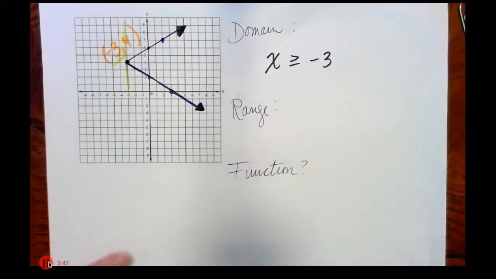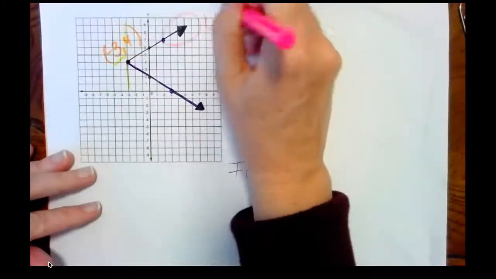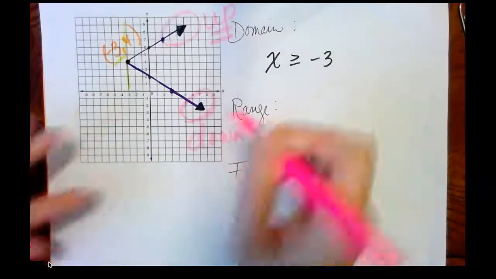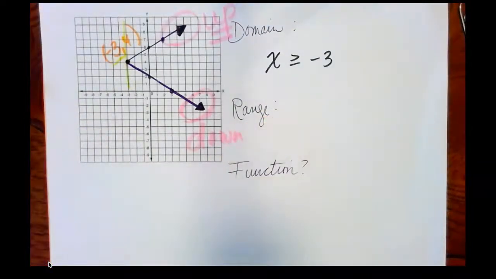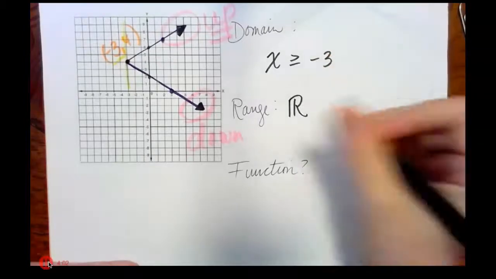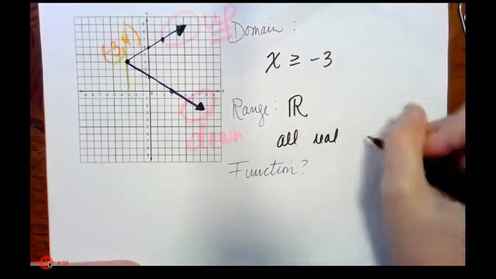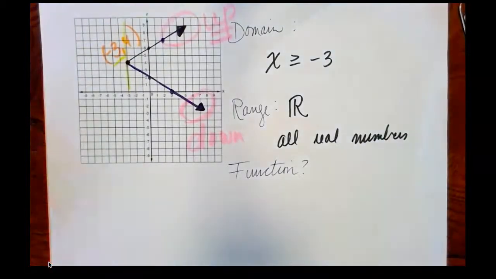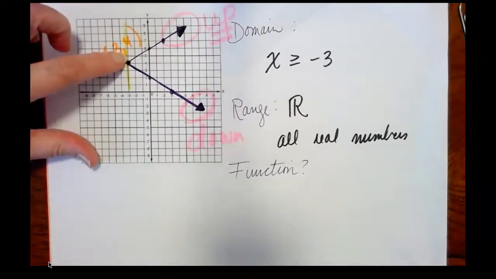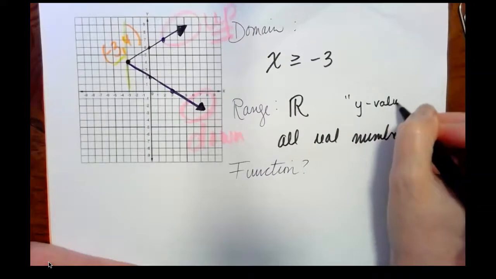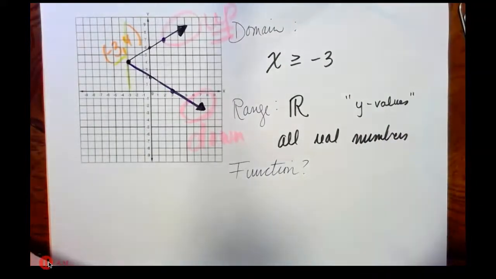Now, as far as the range, this graph is going up forever, and it is going down forever. So if it's going up forever and down forever, that means our range is all real numbers. Every single number you can think of is going to be included in this range value. And remember, the range values are the y values. Domain values are the x, range values are the y.